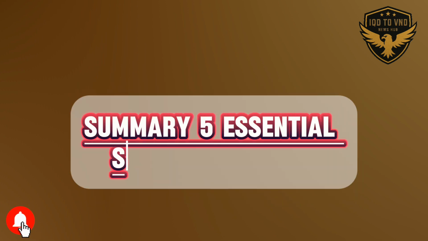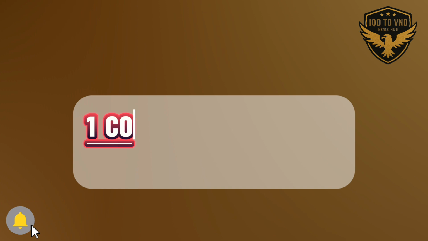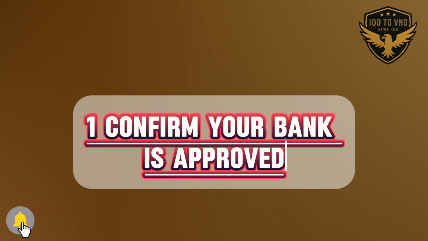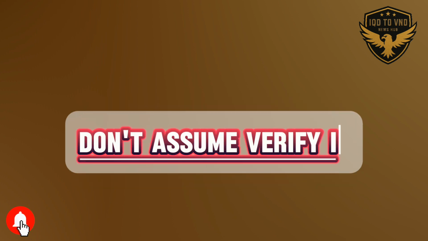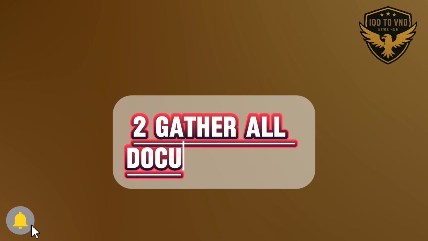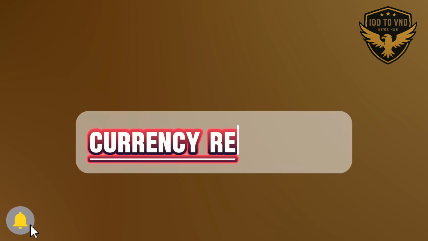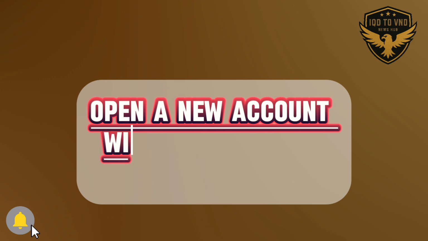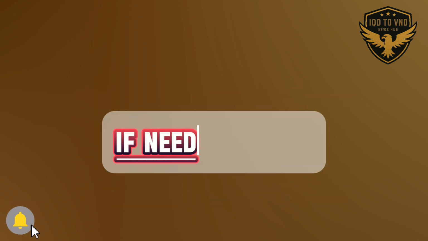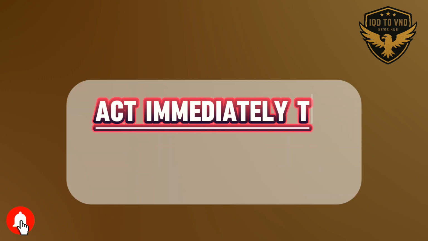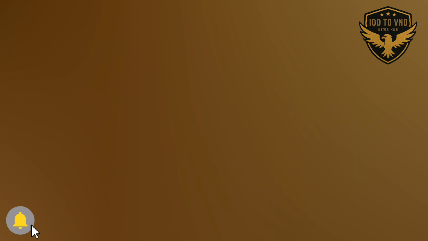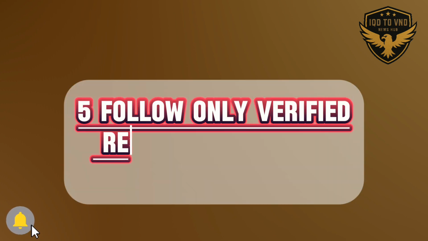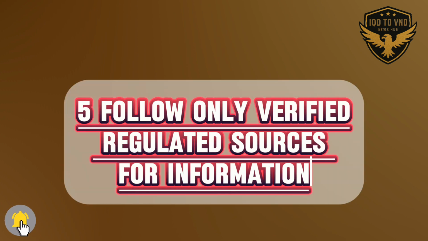Summary: 5 essential steps to prepare. 1. Confirm your bank is approved. Don't assume, verify it. 2. Gather all documentation, currency receipts, ID, tax info. 3. Open a new account with an approved bank if needed. 4. Act immediately to avoid the post-launch rush. 5. Follow only verified, regulated sources for information.